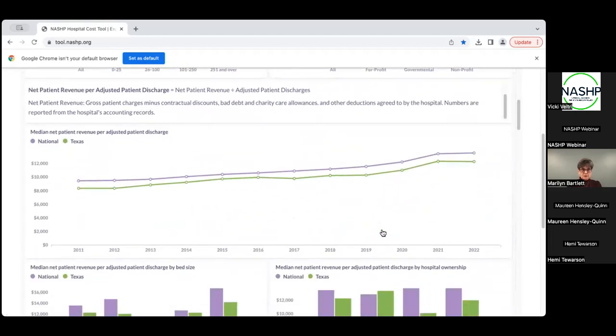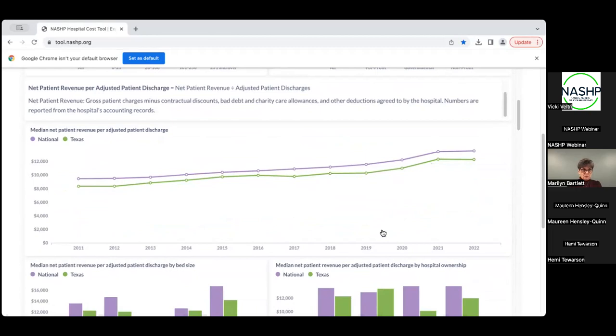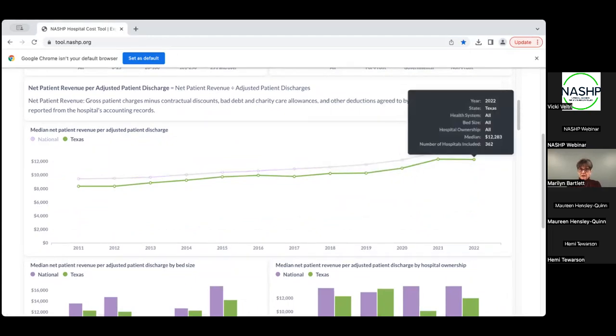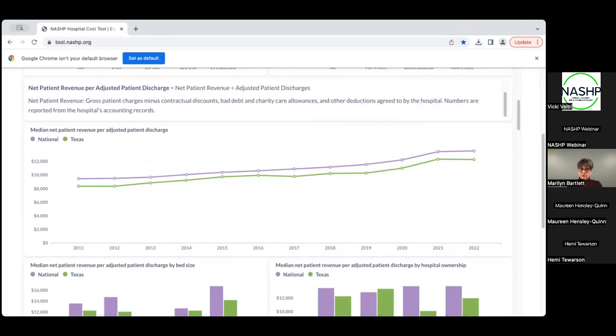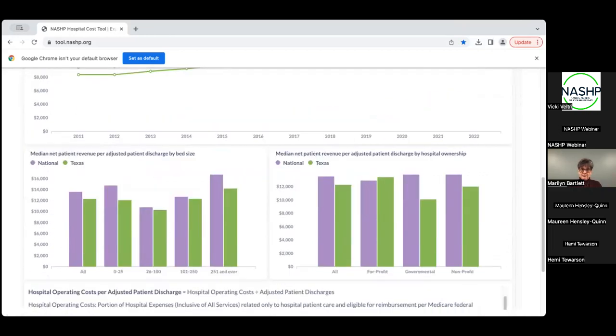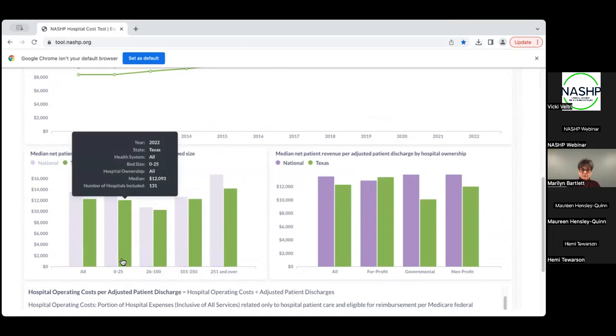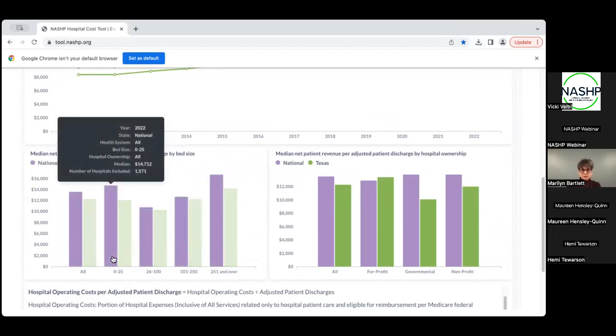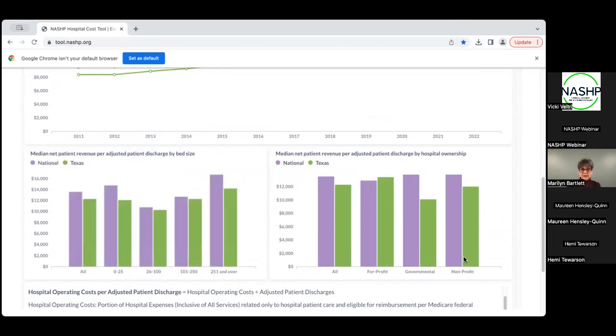We then can move to the median net patient revenue per adjusted discharge. And again, you can see that Texas is running pretty much parallel to national, and that's the revenue per discharge. We then compare it by bed size, and we compare it by the hospital ownership. It's always interesting because the 0 for the rural areas, I know that states are very interested in looking at those particular hospitals, and this data will help with that.